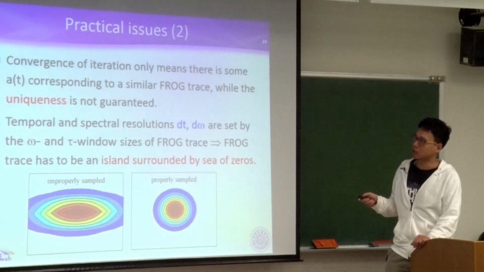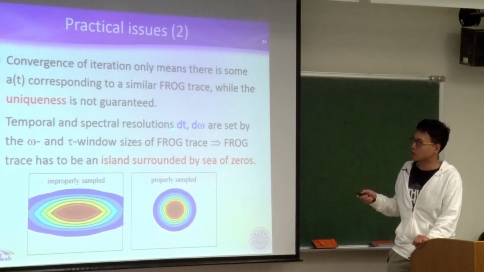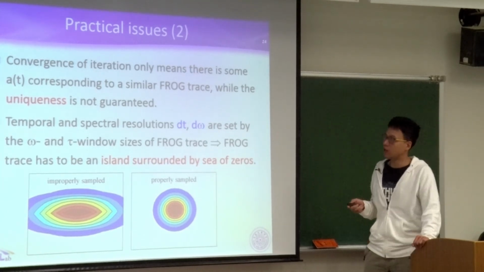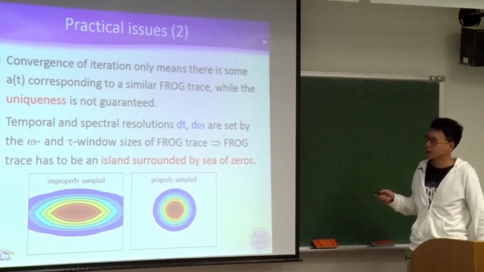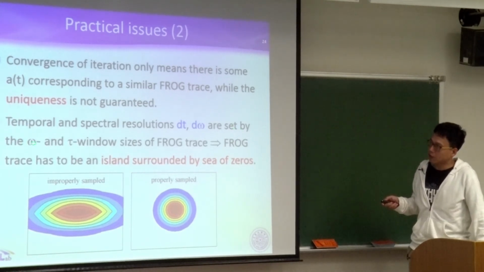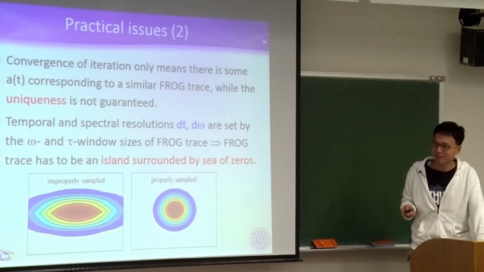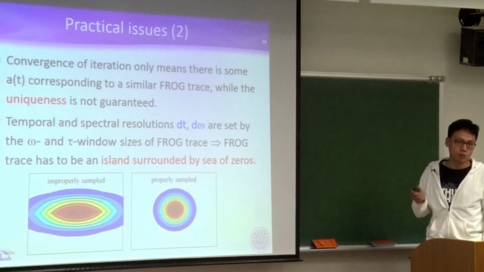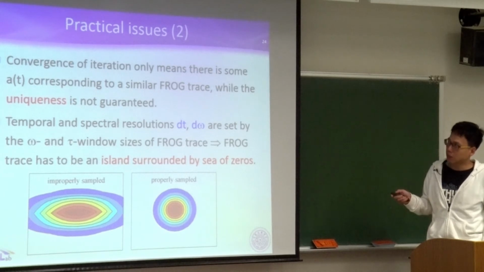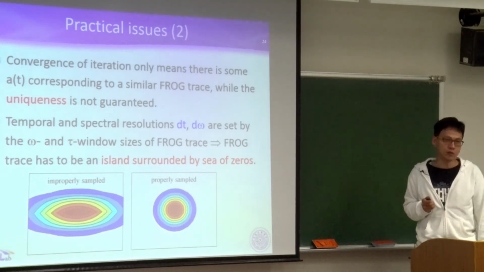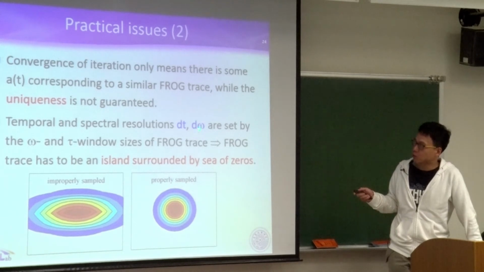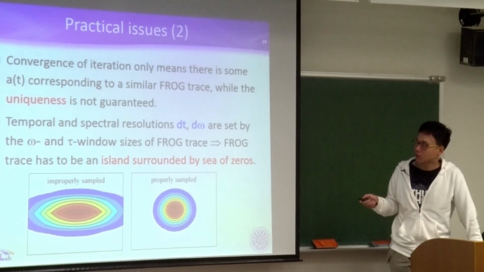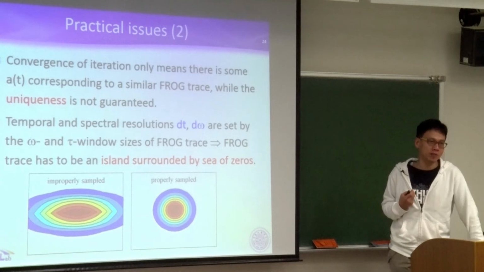This is also practical. Temporal and spectral resolutions, I use the symbols dt and d omega to denote the temporal resolution and the spectral resolution. They are determined by the omega and delay window sizes of the FROG trace. What does this mean? The time resolution of your electric field, A of t, depends on the omega window size, while your frequency resolution depends on the delay window size in your measurement.